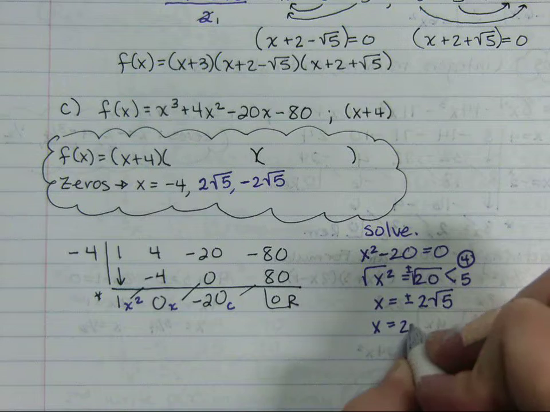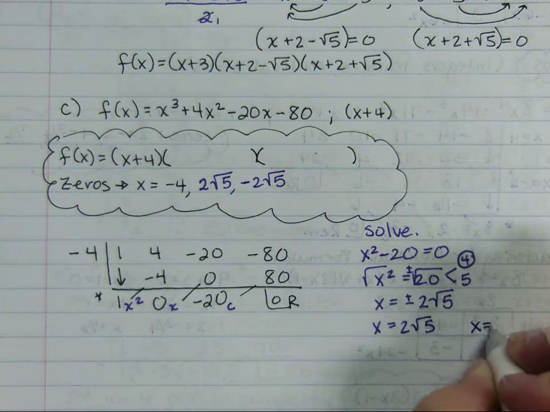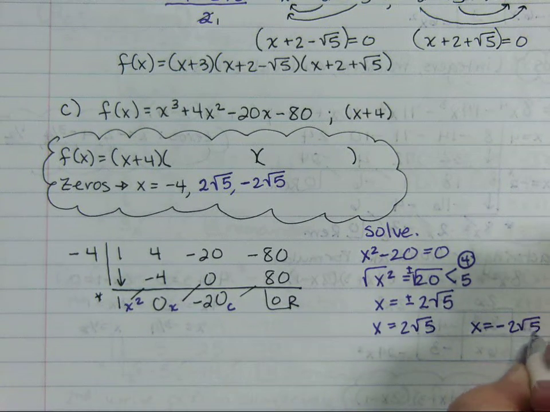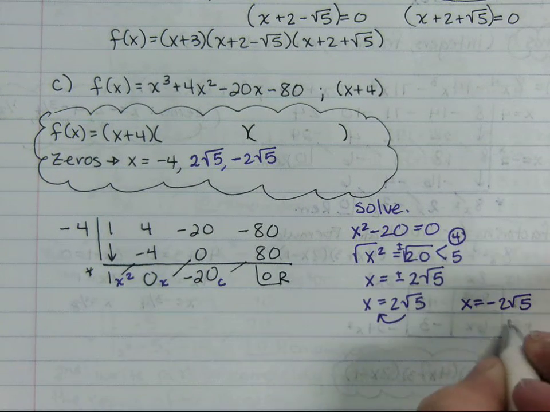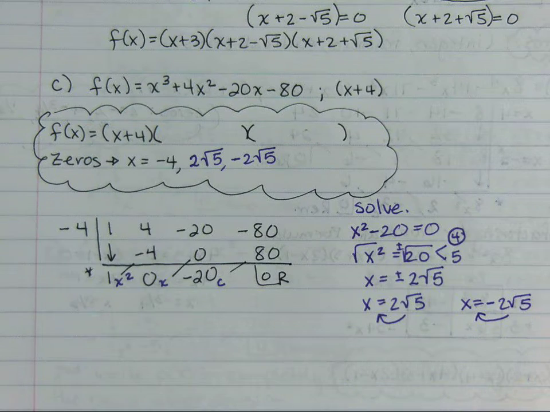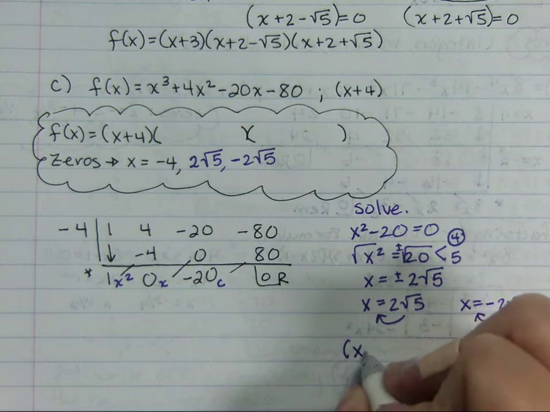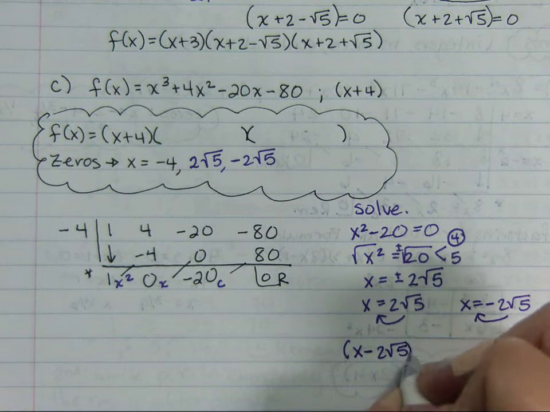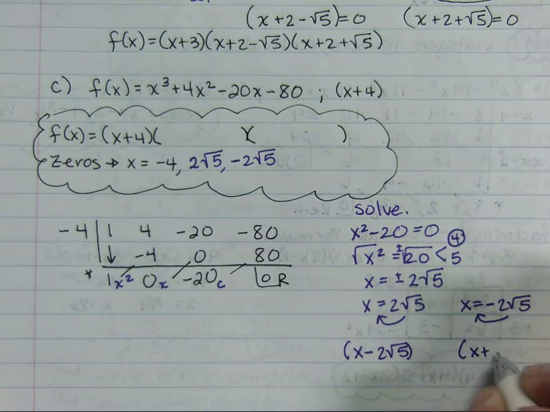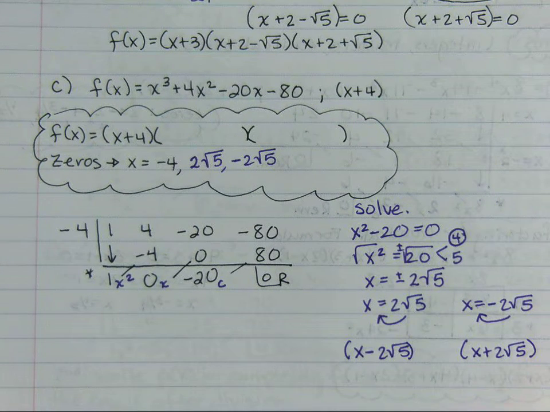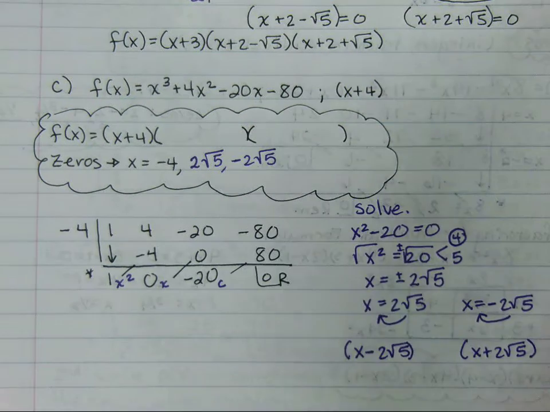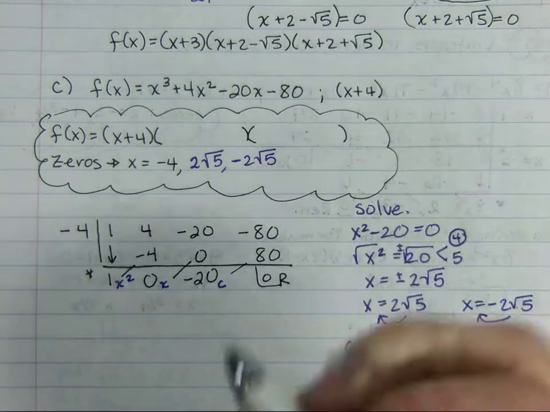So if you think about your zeros as being on opposite sides of the x, when you move them over, you're still just adding or subtracting to move them over to the same side of the x. So that means my factor is going to be an x minus 2 root 5, and the other factor is going to be an x plus 2 root 5. And then I'll put those back up here.